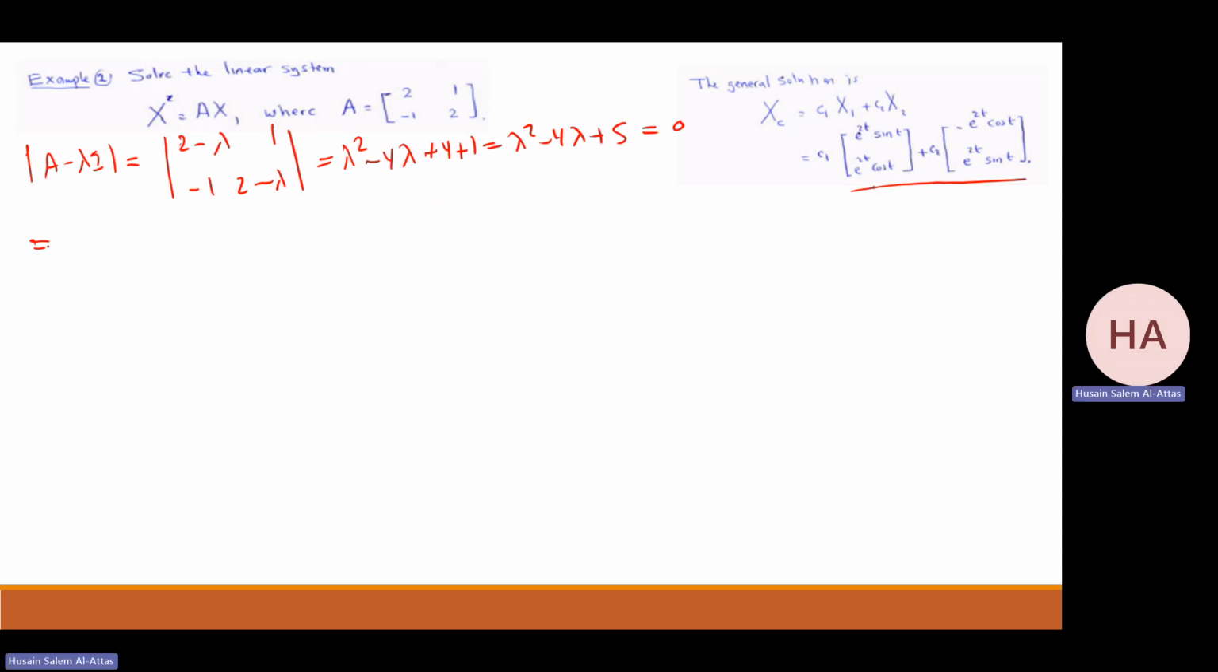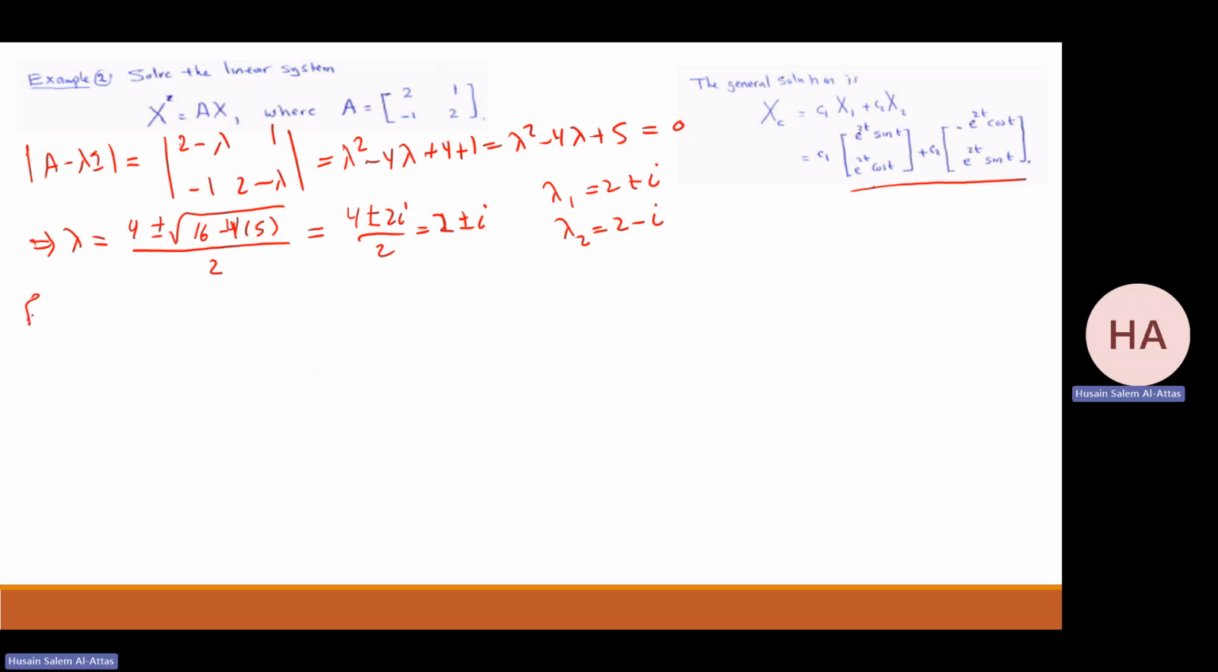Cannot factor it. I can find lambda. Lambda will be what? 4 plus or minus the square root of b squared, 16 minus 4ac, over 2. 16 minus 20 is minus 4, so that will be 4 plus or minus 2i over 2, which is 2 plus or minus i. Okay, so lambda 1 is 2 plus i, lambda 2 is 2 minus i.